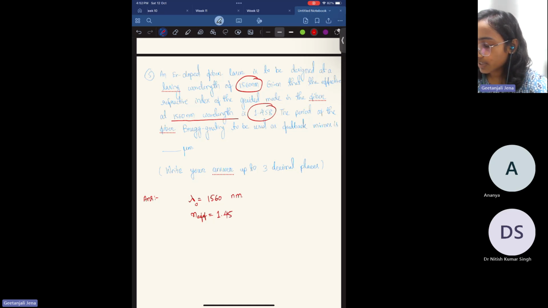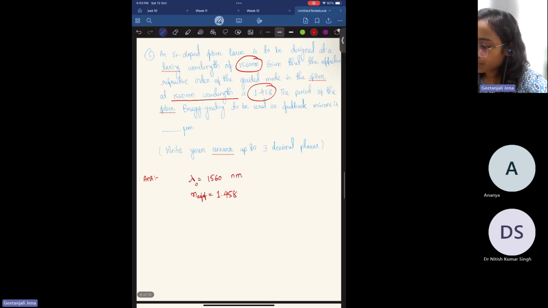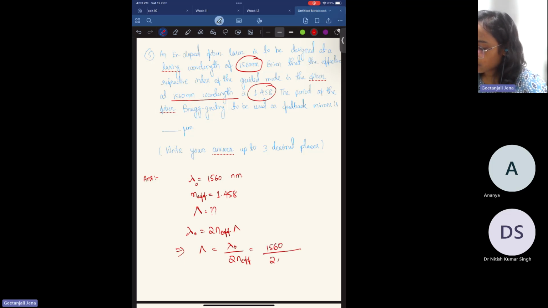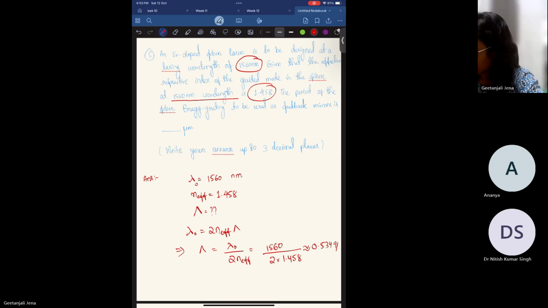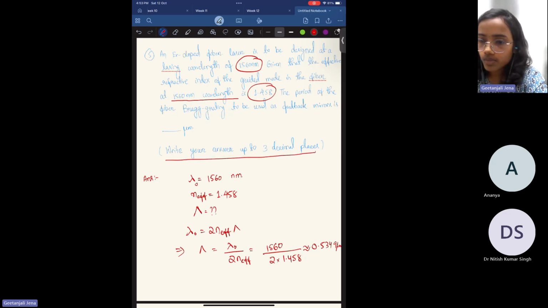It is 1.458, and it is asking about the value of the period, gamma, so that it can act as a feedback mechanism. If you recall, the relation is lambda 0 equal to 2 n effective gamma. So that means gamma is lambda 0 divided by 2 n effective. This is easy to solve. 1560 divided by 2 into 1.458, which will come around 0.5349 micrometer. And the question is saying write your answer up to 3 decimal places. So you have to round it off to 0.535 micrometer. So the answer is 0.535 micrometer.